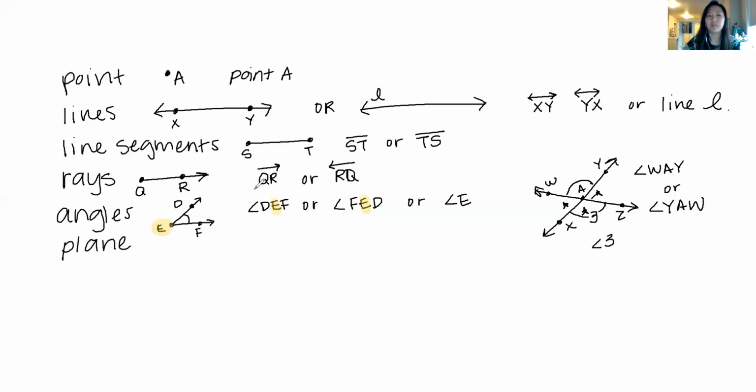All right. Last one is a plane. A plane, in this case that we're talking about, is a 2D flat space, kind of like a piece of paper. And the way that you would label a plane is with a capital cursive letter. So let's make it capital S. Okay, that would be a plane.